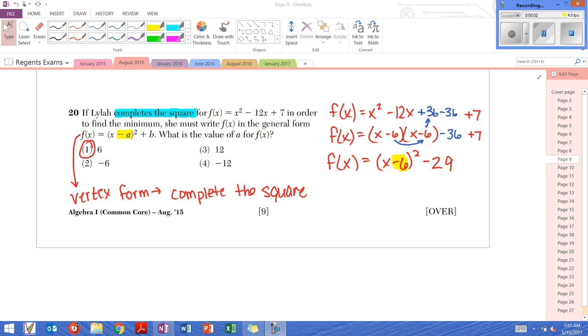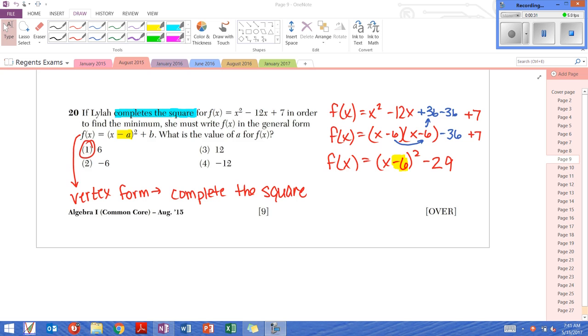So the key words in question number 20 is if Lila completes the square. So right away you should be thinking, I need to complete the square. And that's exactly what I did over here on the right hand side. So I first stretched out the 7, and then I found the number that added to negative 12, but then I multiplied it to get the positive 36. So negative 6 plus negative 6 is negative 12, so then negative 6 times negative 6 is a positive 36.